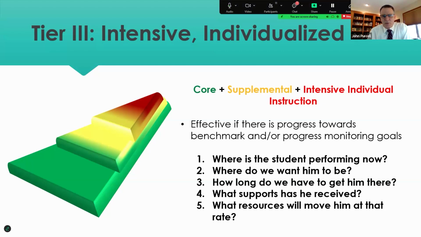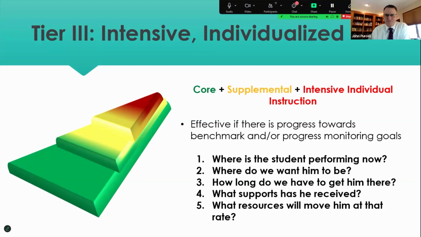So how are the students performing now? Again, this is where they were. How are they performing now? Where do we want them to be? How long do we have to get them there? Again, that sense of urgency in tier 2 and in tier 3. And what supports has the child received? And are more supports and resources needed to move that child into being more successful?